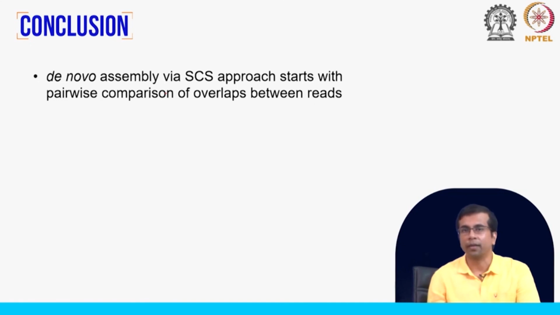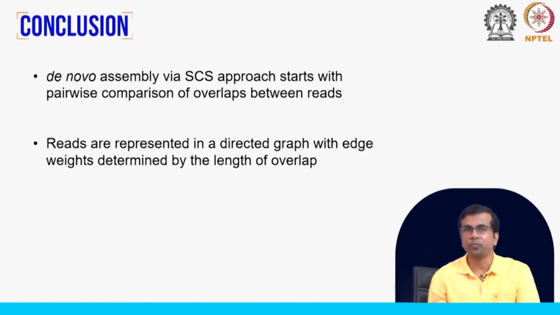So, to summarize, we have talked about the de novo assembly problem, and I have discussed why this is a really challenging problem and what the reason is. And we have discussed the SCS, or shortest common superstring, approach. This starts with pairwise comparison of overlaps between reads. You will see other methods, and one of the other methods that we will discuss also utilizes this overlap graph as the starting point.